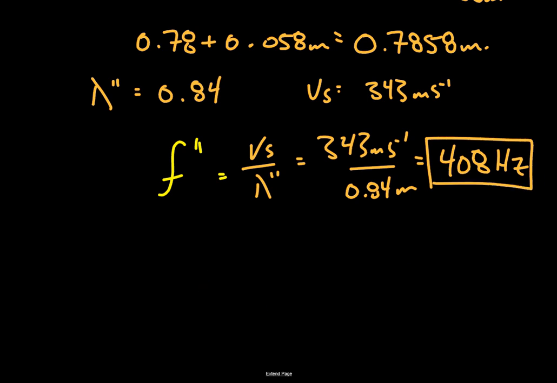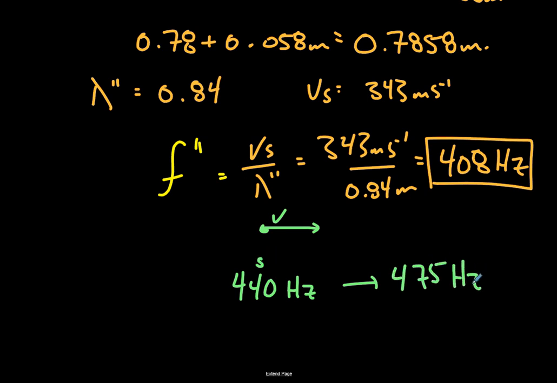So let's just think about that. The actual ambulance is doing this. In front of it, if it's traveling in this direction, we hear 475 hertz. And behind it, we hear 408 hertz. So this explains the obvious drop in pitch as an object moves by you with its horn blaring, or if it's an ambulance. You get that meow, meow sound.